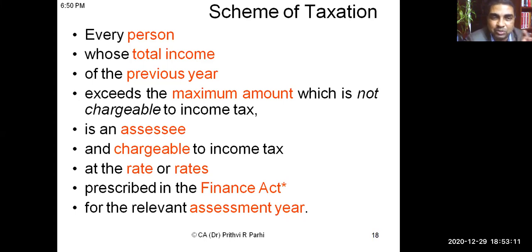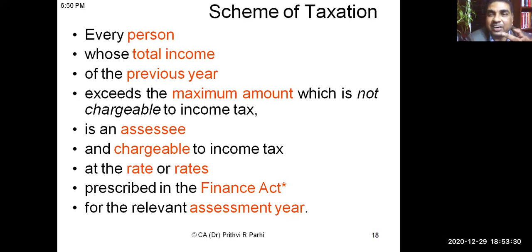So if it exceeds the maximum amount which is not chargeable to tax, we'll be calling that person an assessee. And he will be chargeable to income tax at the rate or rates, and these rate or rates are prescribed in the Finance Act. Where is it prescribed?